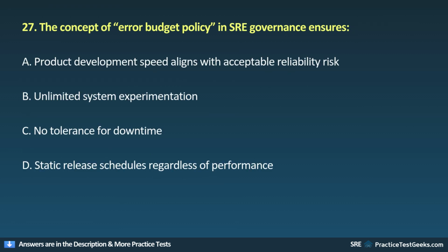27. The concept of error budget policy in SRE governance ensures A. Product development speed aligns with acceptable reliability risk. B. Unlimited system experimentation. C. No tolerance for downtime. D. Static release schedules, regardless of performance.